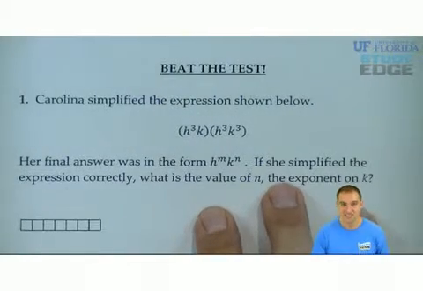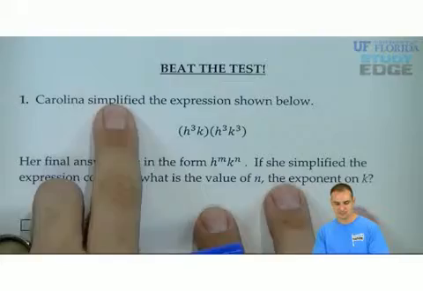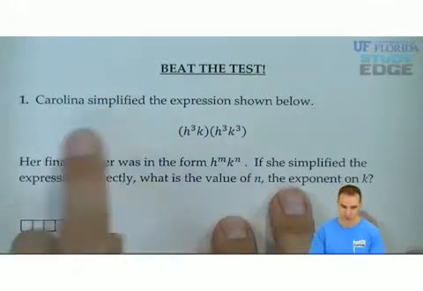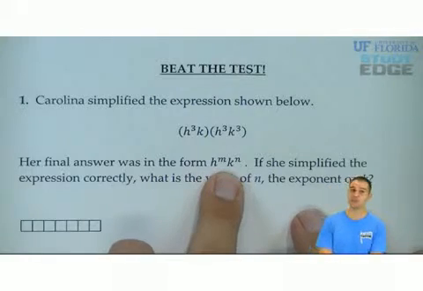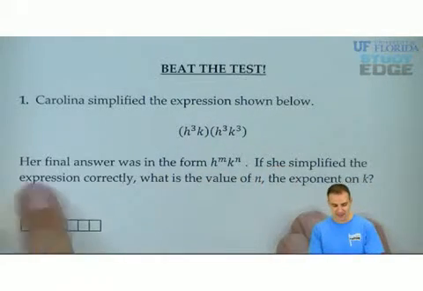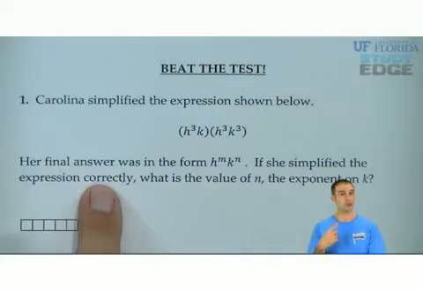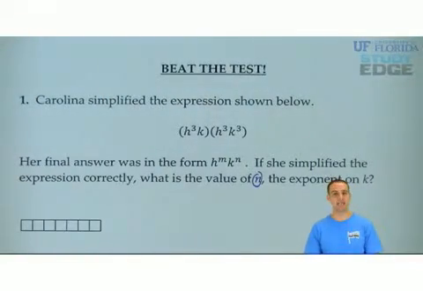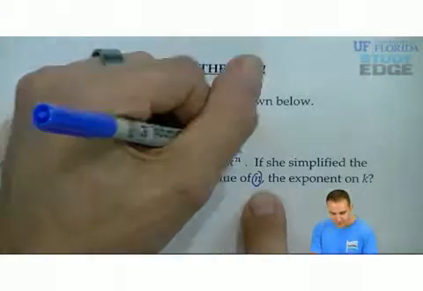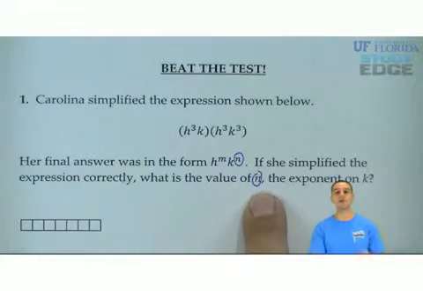Now, let's beat that test. Here we've got Carolina, who simplified the expression shown below. Her final answer was in the form h to the m, k to the n. If she simplified the expression correctly, which we're going to do, what is the value of n, the exponent on k? So all they want is the value of n, the exponent on k. But let's go ahead and do the whole problem here.